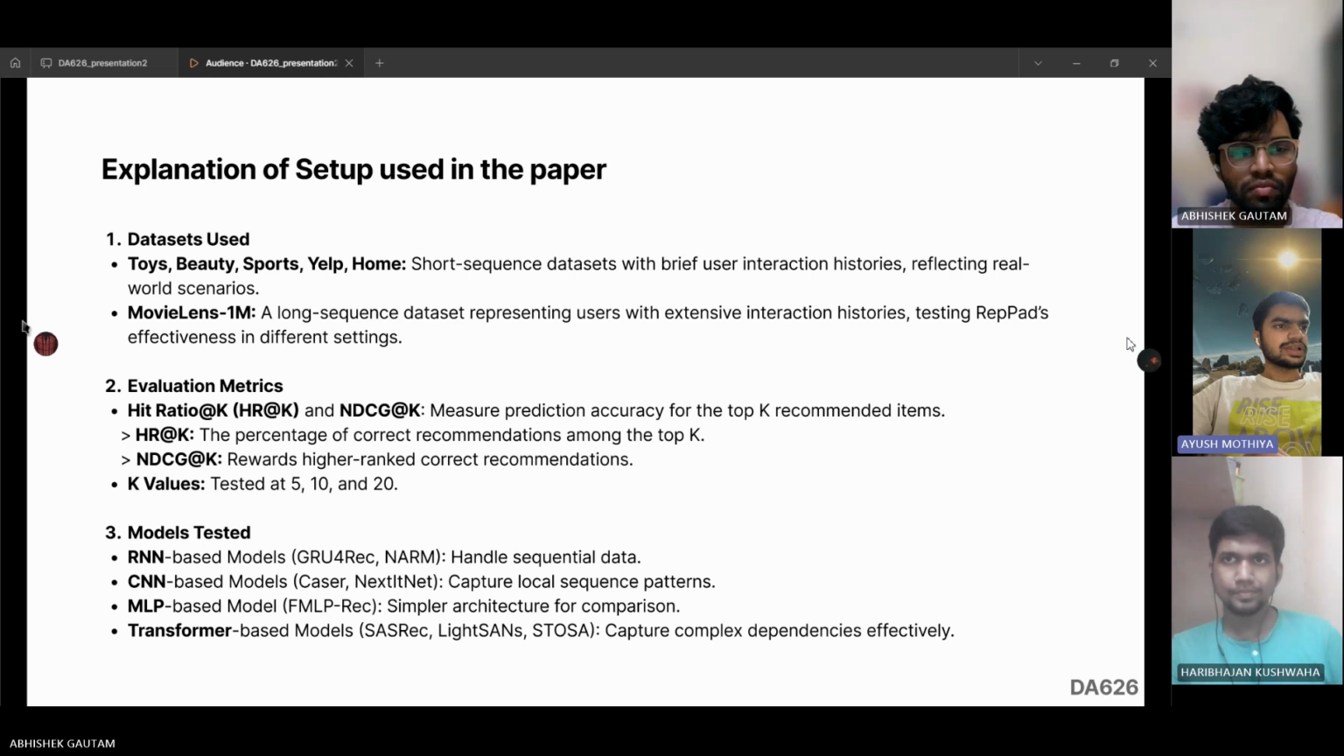So RepPad was tested on several types of models, including an RNN-based model, GRU. These models are designed to handle sequential data and capture temporal patterns in user behavior. A CNN-based model. These models focus on capturing local sequence patterns and identifying short-term dependencies. An MLP-based model. This is a simpler architecture that was included for comparison, helping us evaluate how RepPad performs even on basic models. A transformer-based model. These are designed to capture complex dependencies within the sequence using self-attention mechanism to better understand the relationship between different items. By testing RepPad on a variety of model architectures, it was ensured that the proposed solution was versatile and could be applied across a range of sequential recommendation models.